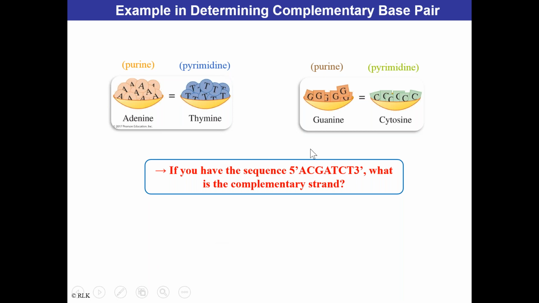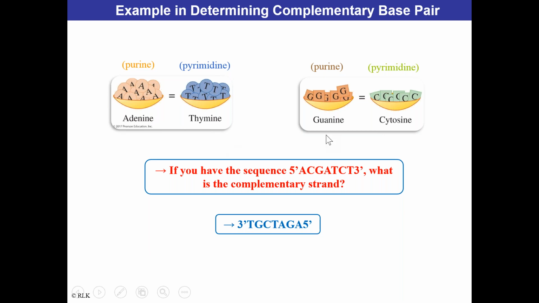But anyway, let's just say in one of those snippets you had this sequence, 5', and of course bookended on the other side by the 3', A, C, G, A, T, C, T. And you're asking yourself, what is the complementary strand? Well, you know that adenine is a complementary pair with thymine. It is not with another purine, i.e. guanine, or the other pyrimidine, cytosine. It doesn't work.